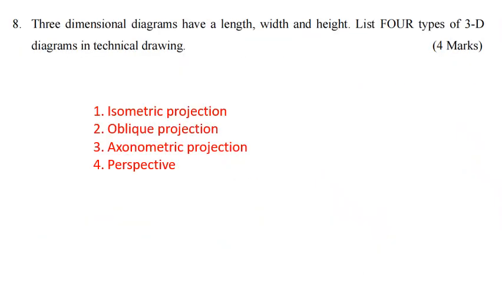Question number 8. Three-dimensional diagrams have a length, width, and height. List 4 types of 3D diagrams in technical drawing. The first one will be isometric, and the isometric angle is 30 and 30.